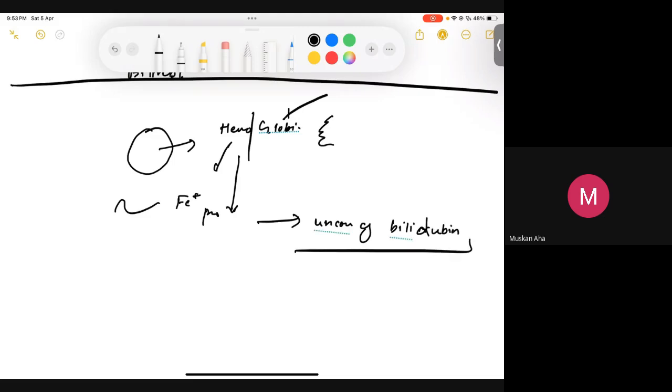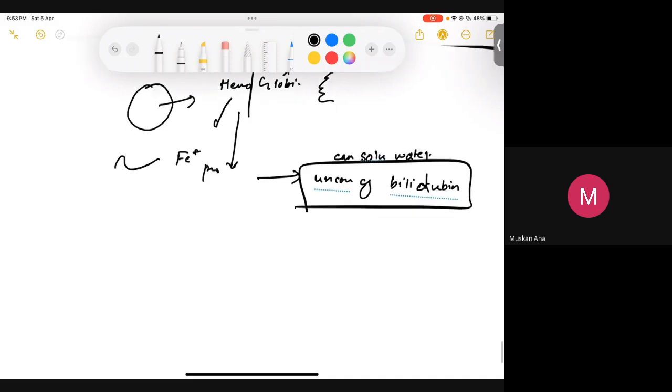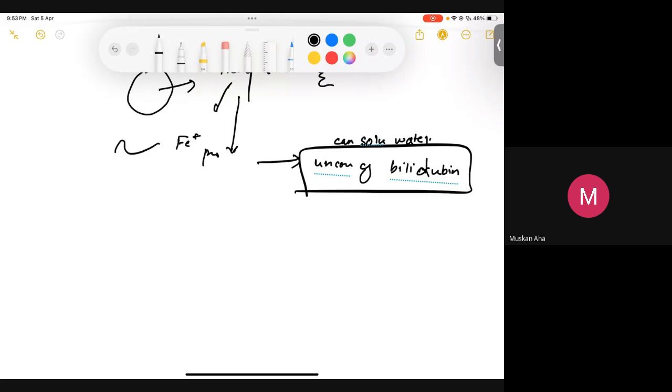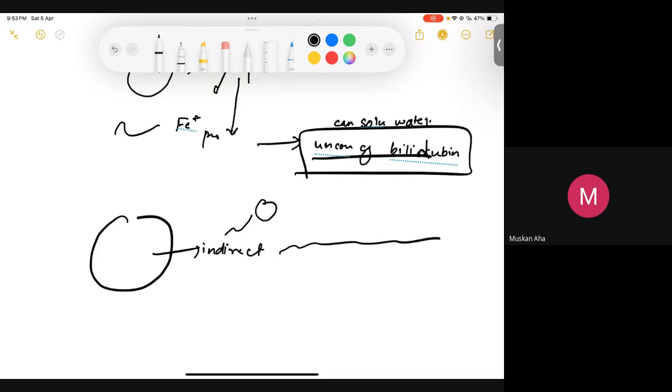What do we mean by unconjugated bilirubin? It is not water soluble. It cannot be solubilized in water. In order to convert it into a soluble substance, we must conjugate it. We also call it indirect bilirubin. So what happens? Your albumin is going to come and take the indirect bilirubin to your liver.